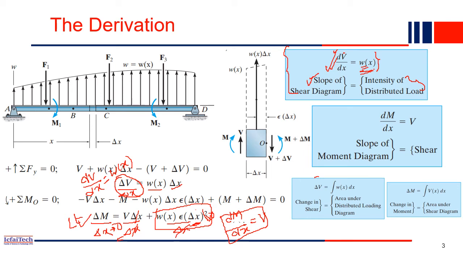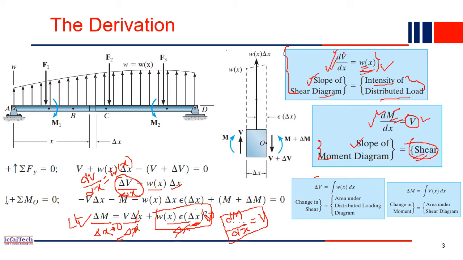So that's what is written here also, dM by dx equal to V. V is the shear force, and M is the moment. So dM by dx is a slope: the slope in the moment diagram is basically your shear force. This is another important conclusion we have received. That is, the slope in the shear force diagram is nothing but the intensity of the distributed load. Similarly, the slope of the moment diagram is basically the shear force.